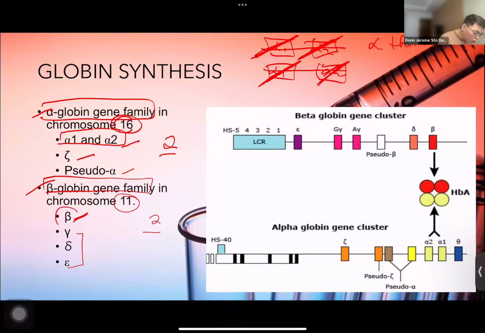Iba naman siya when we're talking beta thalassemia, no? Characteristic niyan, beta 0, beta plus, and beta. Ito normal, ito reduced production, ito completely absent. Iwanan ko na po yan sa mga reporters.